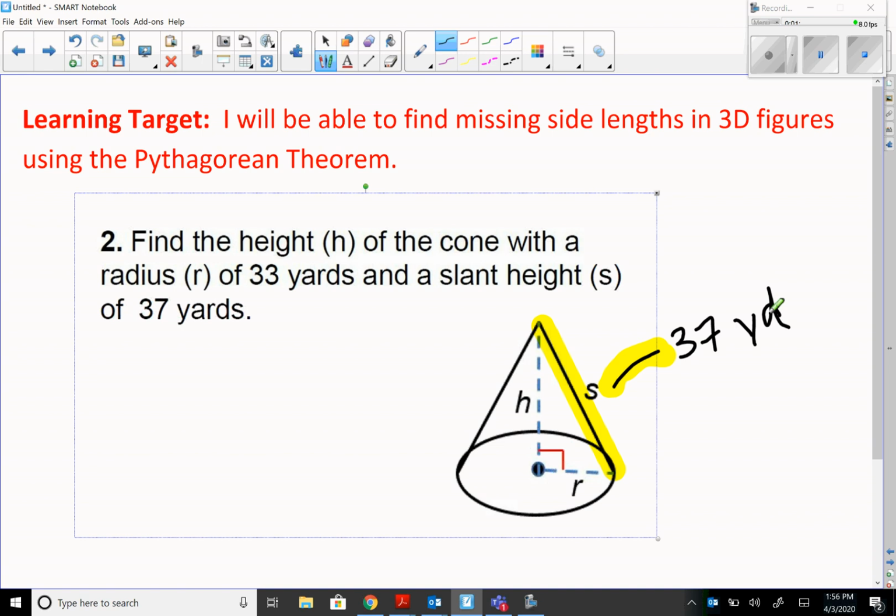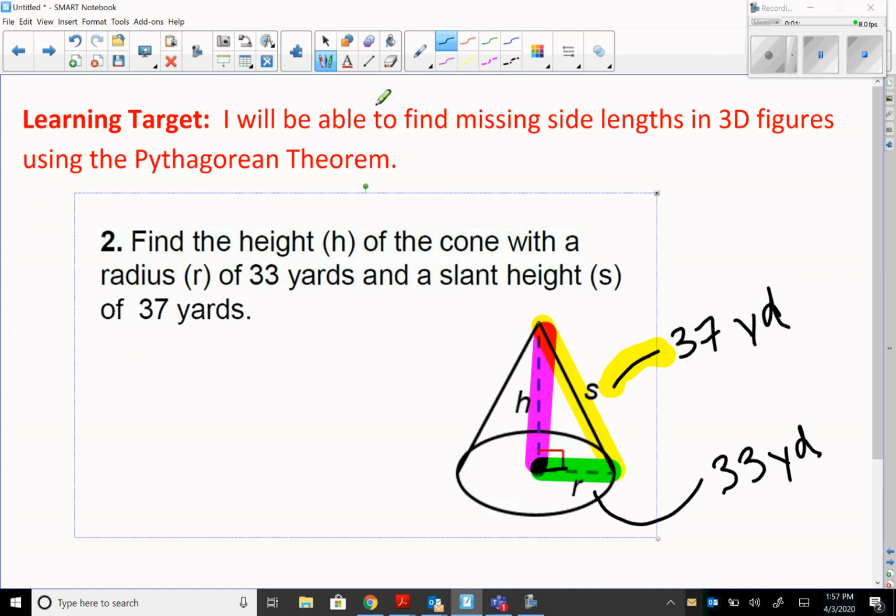And then we're also given the radius. And the radius makes up one of the legs. So the radius is one of the legs, and it's 33 yards. And we have to figure out the other leg, the vertical leg that makes the right angle with the radius, which is actually the height of this cone. So we're trying to figure out this pink leg, which is the height.